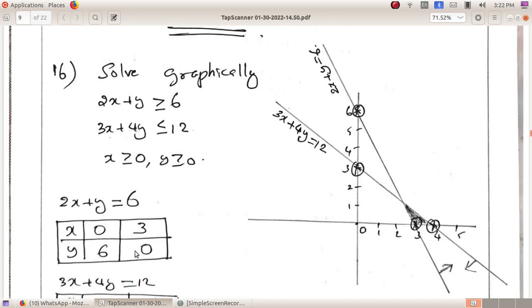Similarly, when y equal to 0, what happens? When y equal to 0 it becomes 2x equal to 6. 2x equal to 6 means 2 into 3 equal to 6. So x is equal to 3. Okay, so you fill this table.